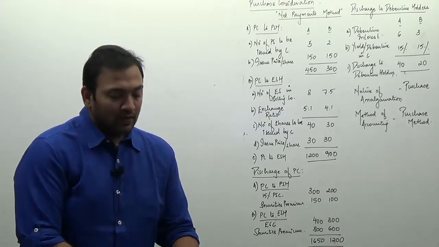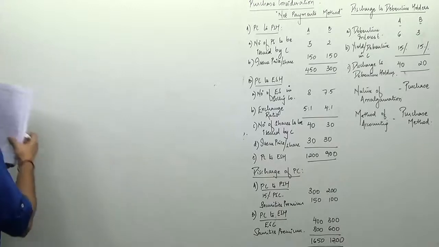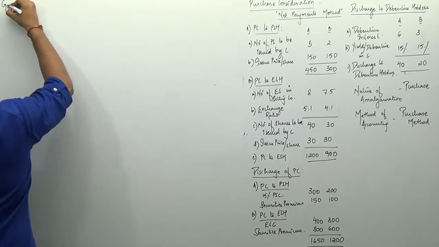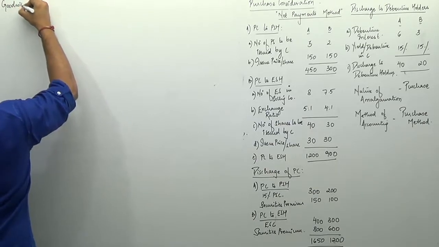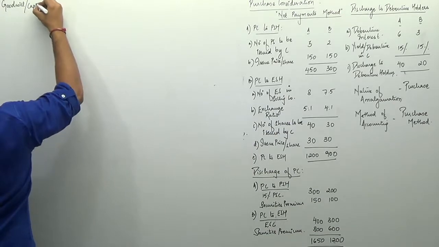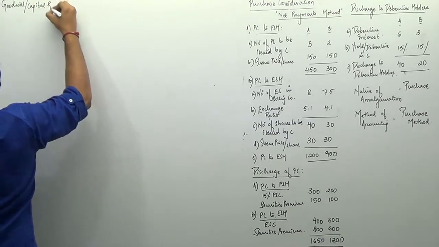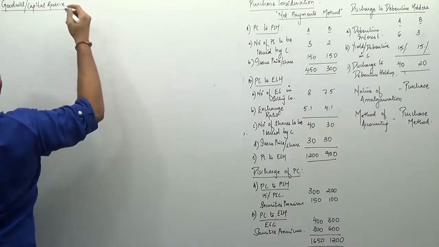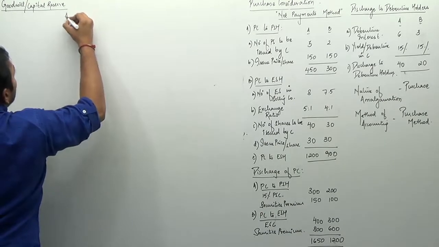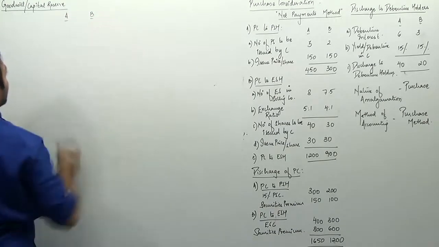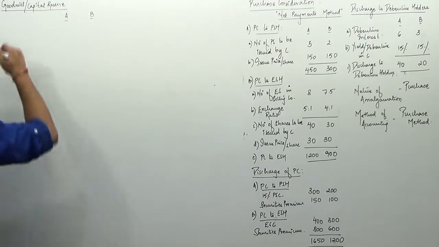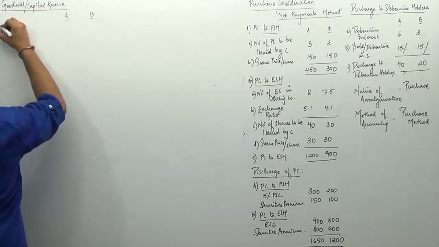Computation of goodwill or capital reserve. Two companies, so I'll maintain two columns, A and B. How do we get goodwill or capital reserve? Compare PC and net assets. So check the net assets taken over. PC already I have.